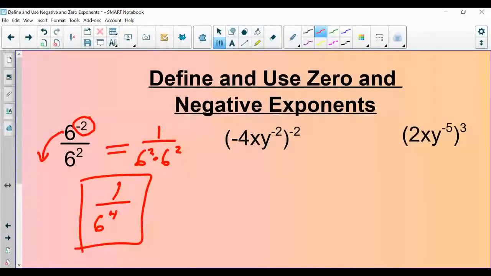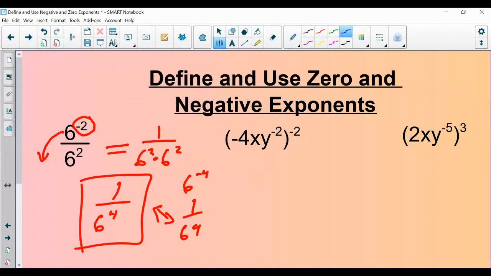Okay? There's other ways that you could have done this as well. You could have right away subtracted their exponents. That would have given you 6 to the, if you do negative 2 minus 2, negative 4th. And then 6 to the negative 4th, when you fix the negative, would be 1 over 6 to the 4th. You would get the same answer.